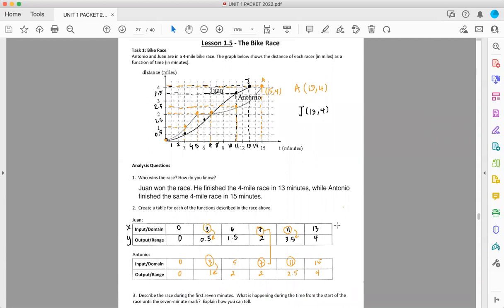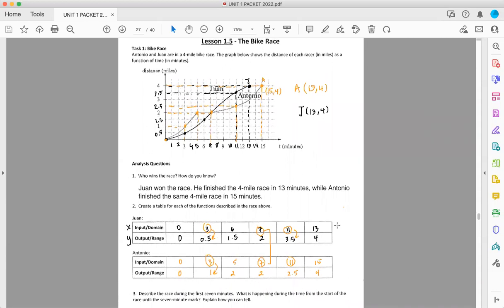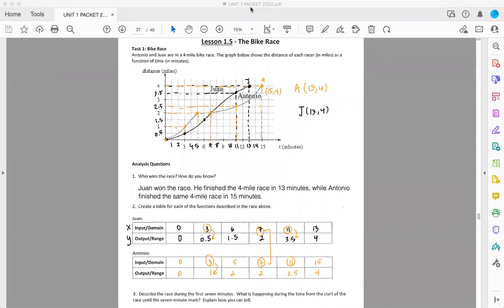So it says describe the race for the first 7 minutes. So how do we do that? How do we describe the race for the first 7 minutes? What do we do here? This first 7 minutes is up to here, right? And now I'm going to erase technically this part. What's happening in this window? What's happening in this window? And let's tab it up. And this is 4.3.